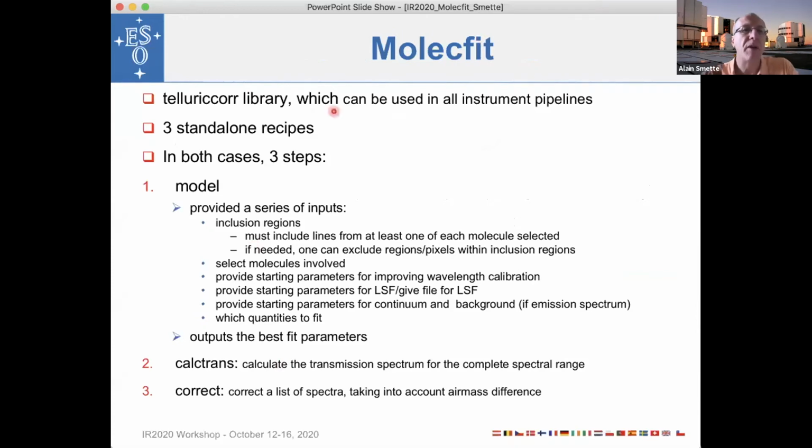So as a summary, Molecfit currently has a library called Telluric Core, which can now be used in all instrument pipelines, or we have 3 standalone recipes. In both cases, we have 3 steps: one is a modeling of the spectrum in the inclusion regions, which provides a number of best fit parameters. A second step, which is the caltrans, which calculates the transmission spectrum for the complete spectral range. And the third recipe uses this transmission spectrum to correct the list of spectra, taking into account their air mass differences.